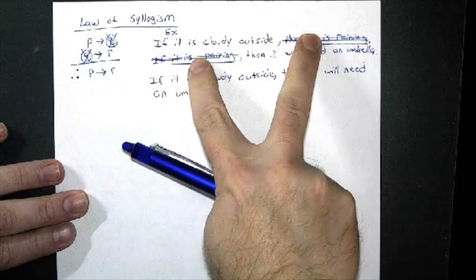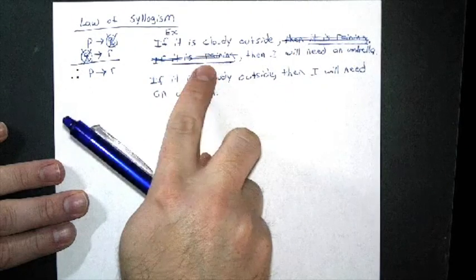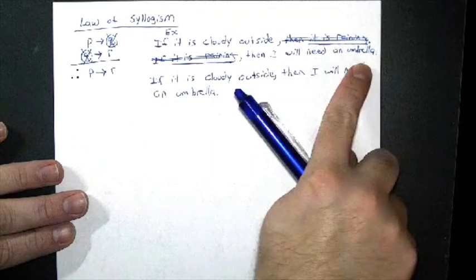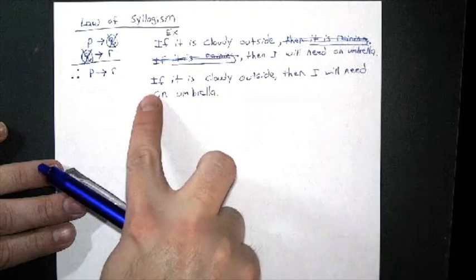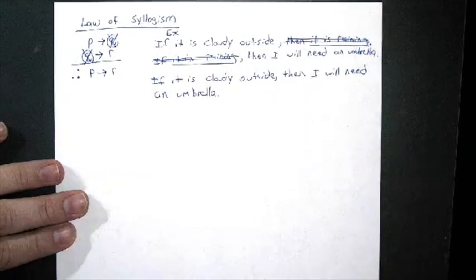Now this only works if these two things match. If this were to say it is not raining, then you cannot conclude that you will not need an umbrella. If these two things don't match, then there can be no conclusion. So if they don't match, your conclusion is just invalid.